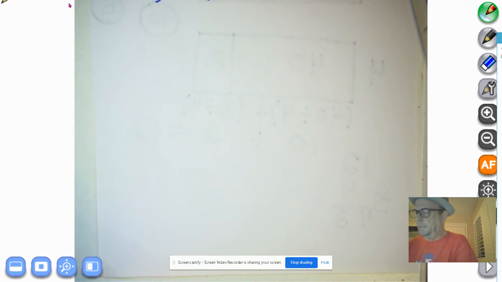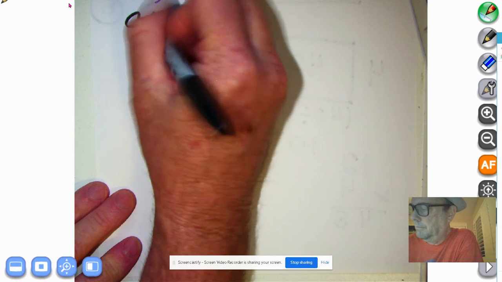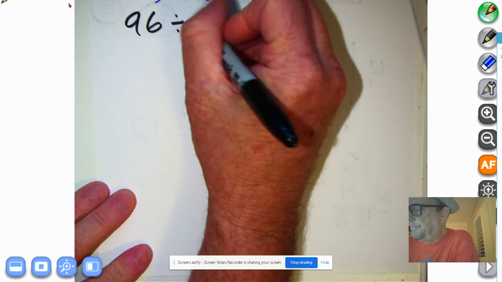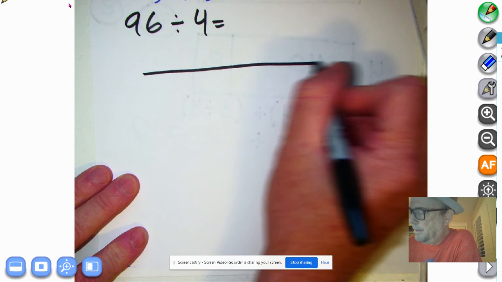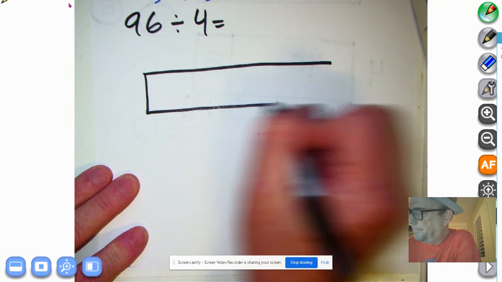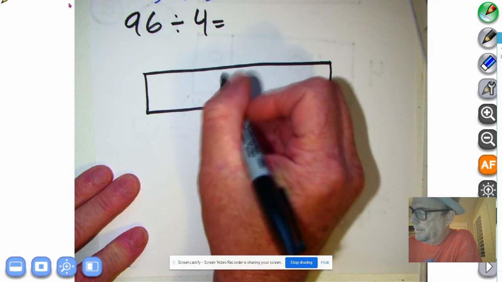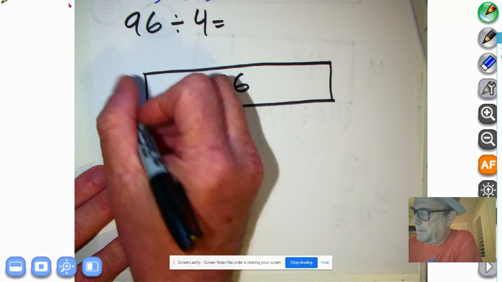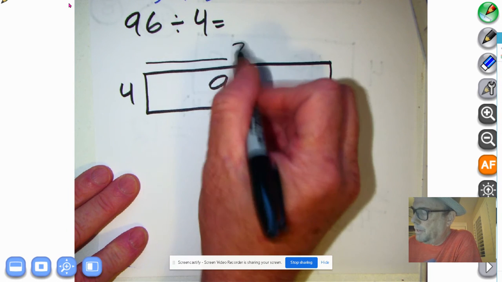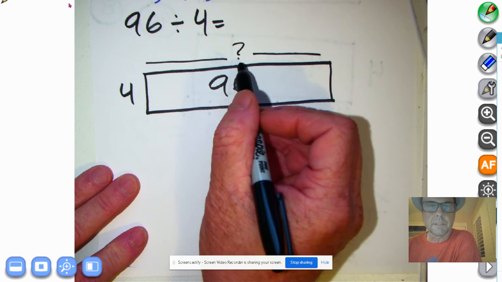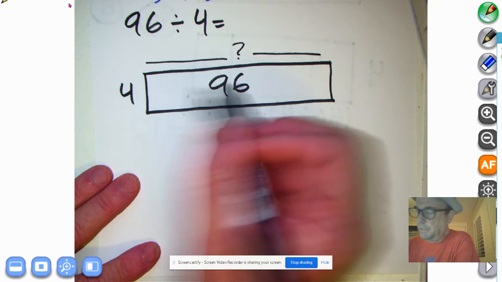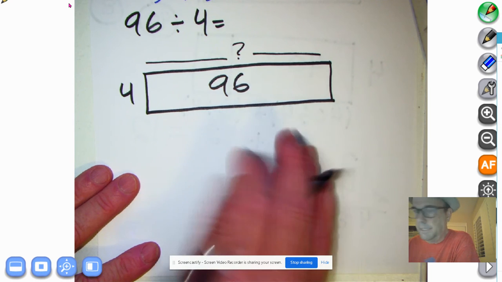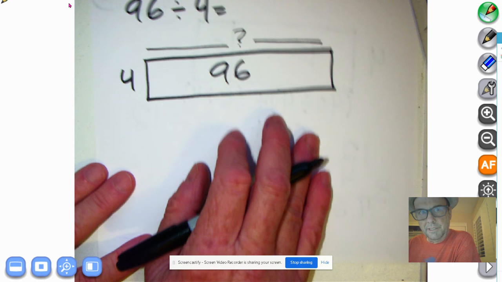And our next one is 96 divided by 4. And what will that equal? Well, let's make a whole. Our whole is 96, right? And we're dividing by 4. What we don't know is what number would go up here, because think about it: 4 times the answer will be 96, right? 96 divided by 4 will be the same as 4 times this number equals 96. Don't believe me? Just wait and see.